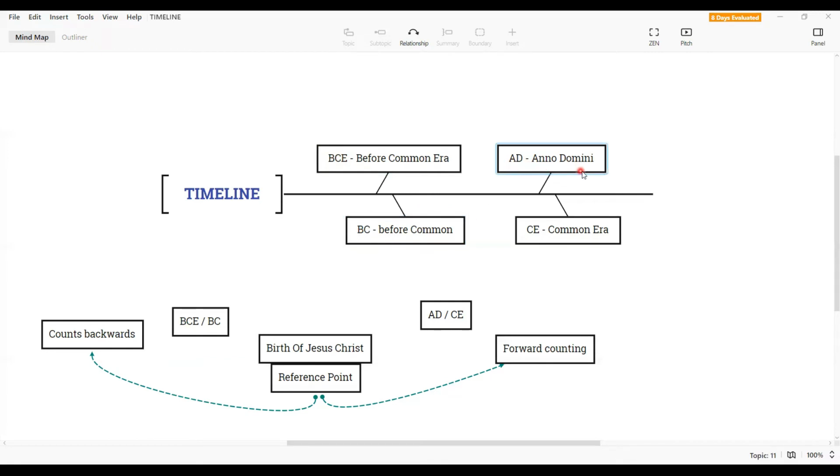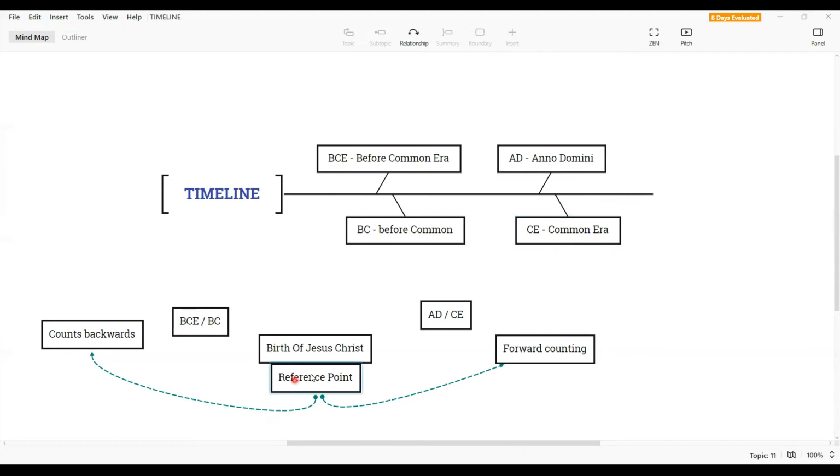AD means Anno Domini. What do you mean by the word Anno Domini? In Latin, it means a year. Anno means new, Domini is year. So it is a new year. And CE is Common Era.